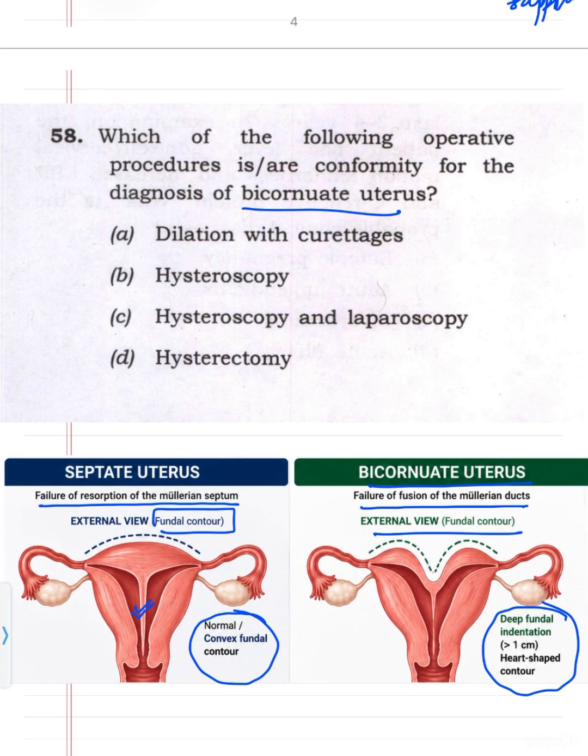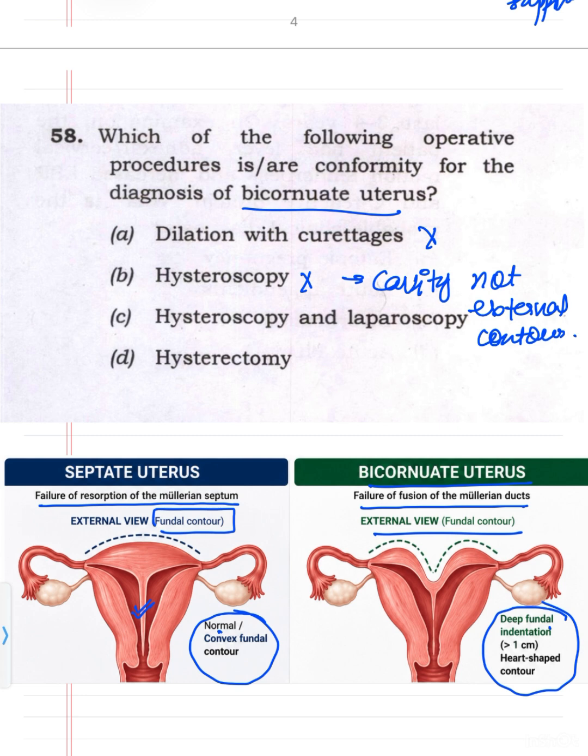So A option is dilatation and curettage. No, dilatation and curettage is not going to diagnose uterine malformation. Only doing hysteroscopy, no. Whenever we are doing only hysteroscopy, it will just show the cavity and not the external contour. So we will not be able to see the contour, whether it is normal or there is deep fundal indentation of the bicornuate one. So we are not going to see this. C is hysteroscopy and laparoscopy?